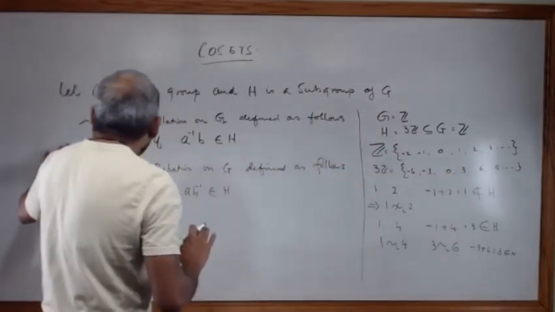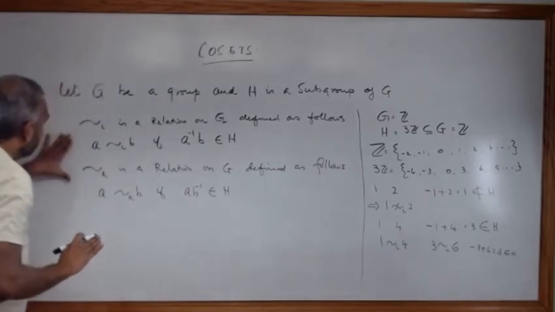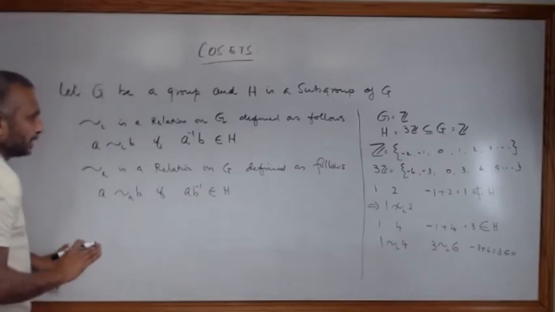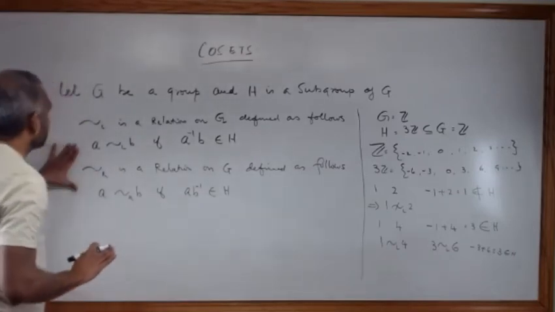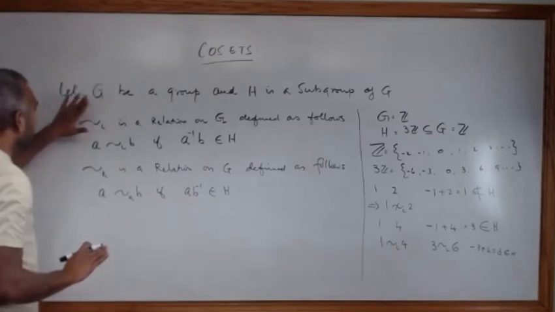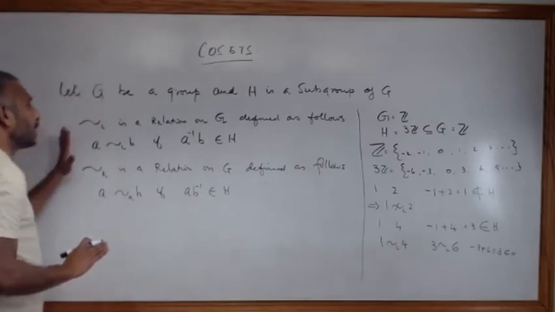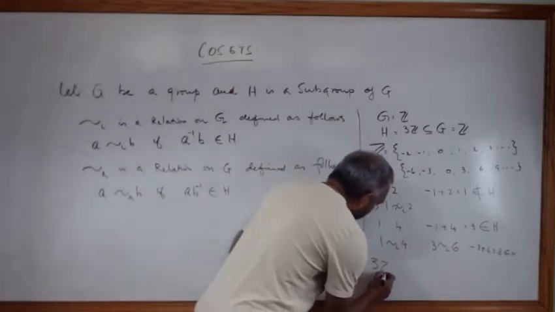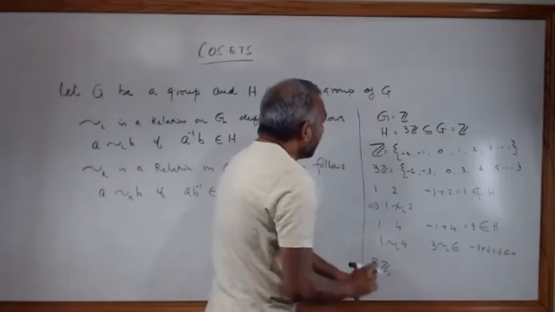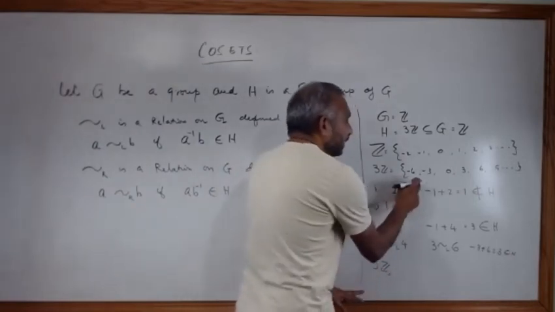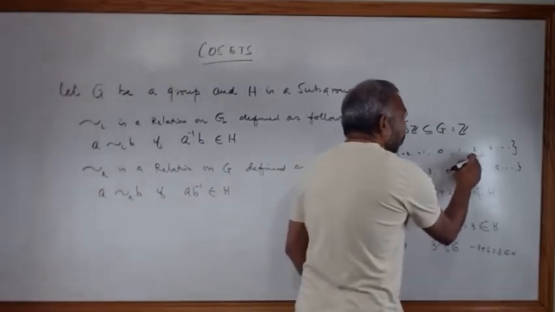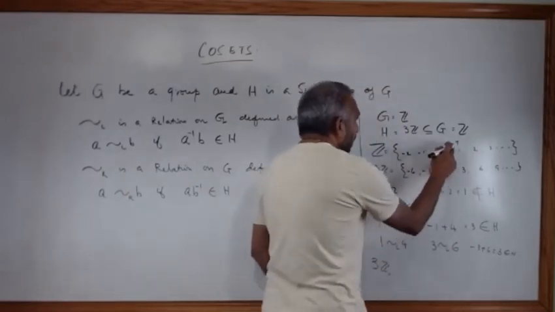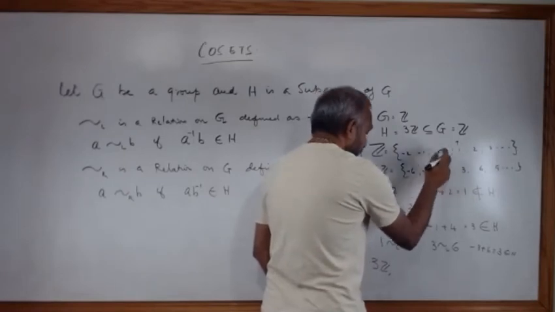So first I am going to prove that this relation is an equivalence relation. So once it's an equivalence relation, it is going to divide G into disjoint subsets. So one of those subsets is 3Z. Now let us take something outside 3Z. Let's take 1. 1 is not in 3Z. So what are the elements related to 1?